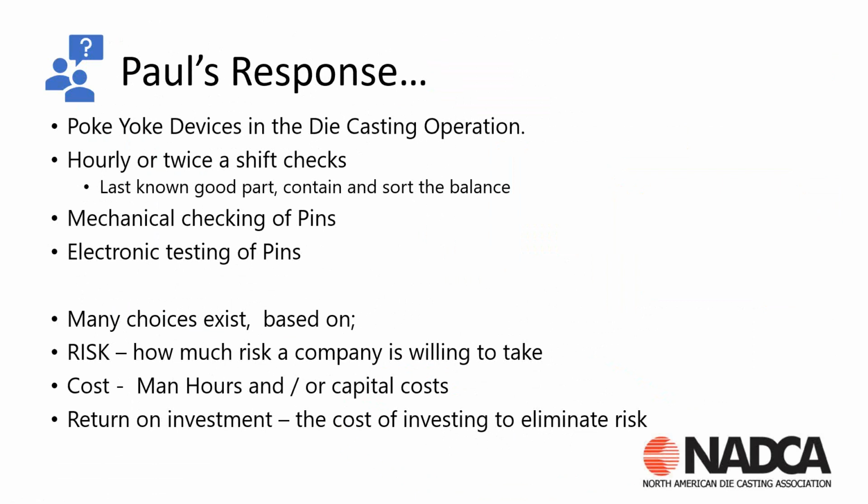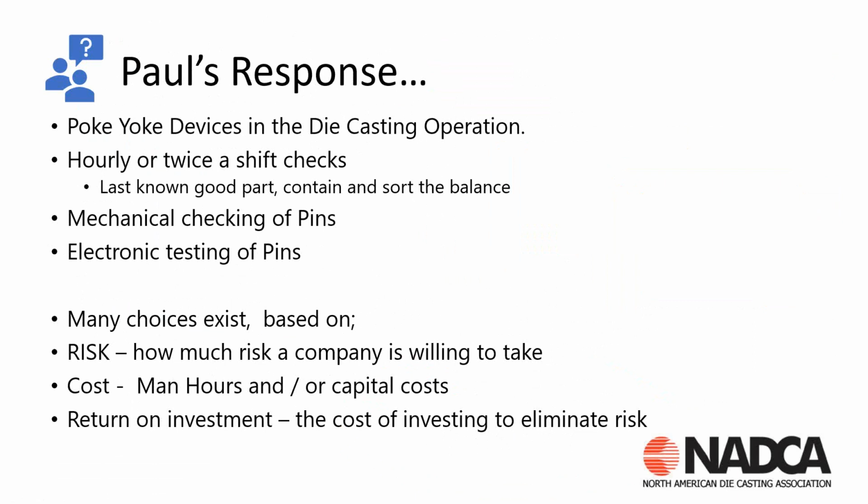Other methods that we're going to talk about are mechanically checking the pins in the die-cast die and doing some sort of electronic testing for those pins, or we're going to check the cores of the die castings. So our choices, based on our company's decision, are risk and risk management. So how much risk are we willing to take? Are we willing to produce for an hour? Are we willing to produce for 4 hours?